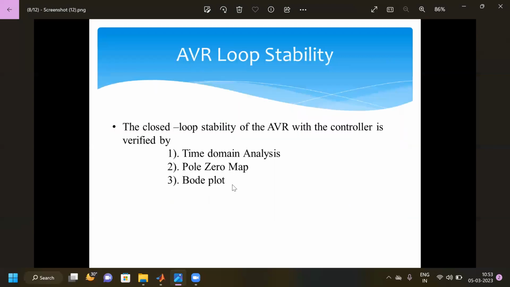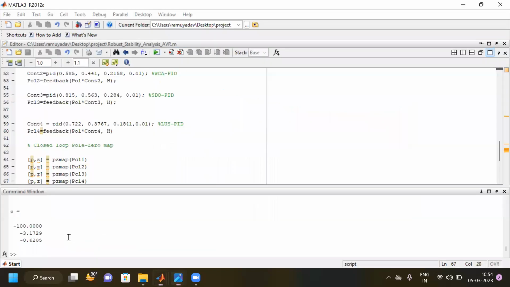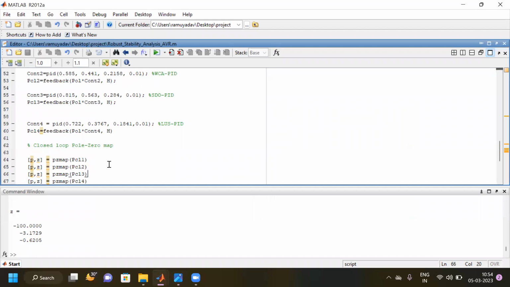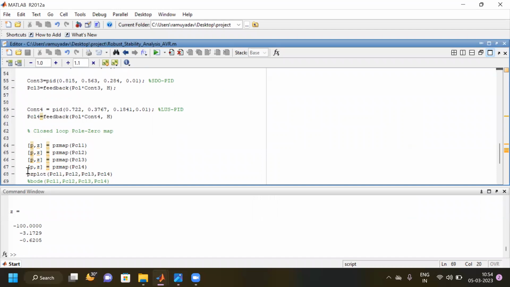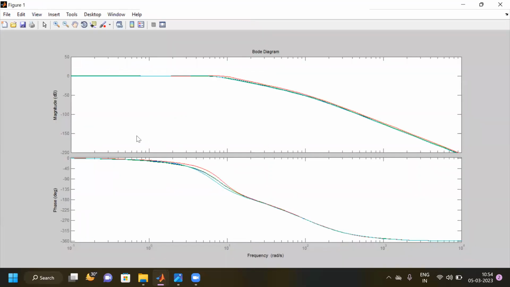Next, we want to check the Bode plot. In the Bode plot, we have gain margin and phase margin. To find this Bode plot, we need a program. We'll move to the program. Now we'll check the Bode plot. Run the program. This is our Bode plot.